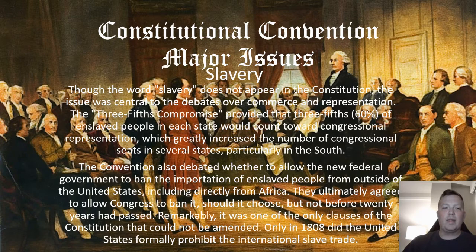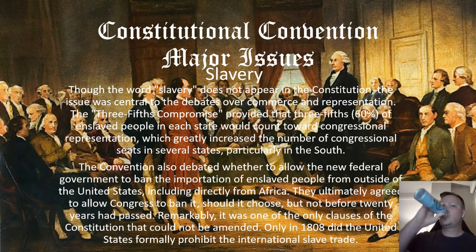The northern states are not really on board with this. A lot of northern states are actually pushing towards abolition, but it's obviously not going to happen at this point in history. I think they just knew that they couldn't get the southern states to join a country where they were going to outlaw slavery. So they reached this other compromise. This compromise is called the Three-Fifths Compromise, where 60% of enslaved people in each state are going to count towards their representation, despite the fact that they can't vote and hold land, and they're not free citizens.